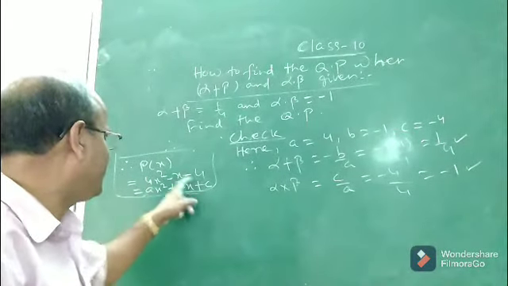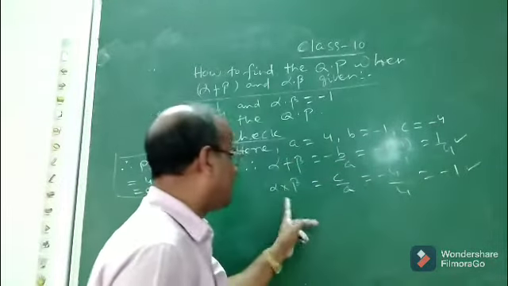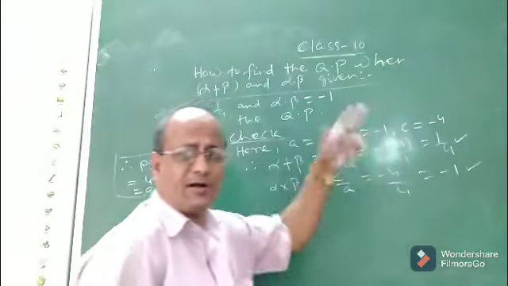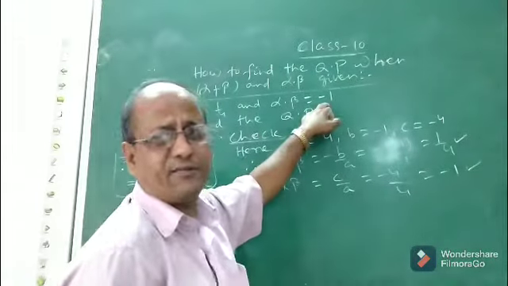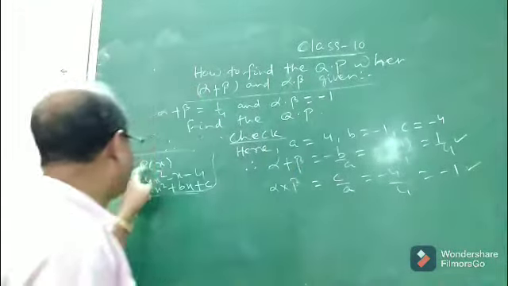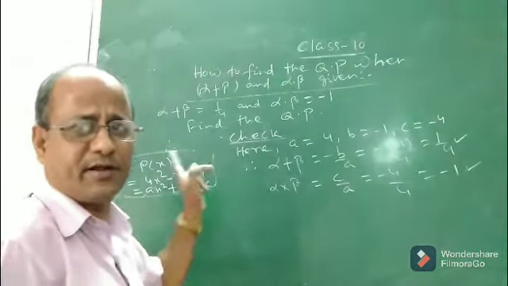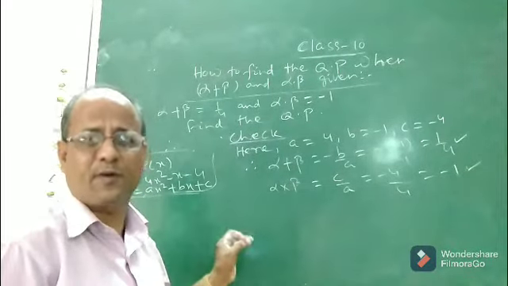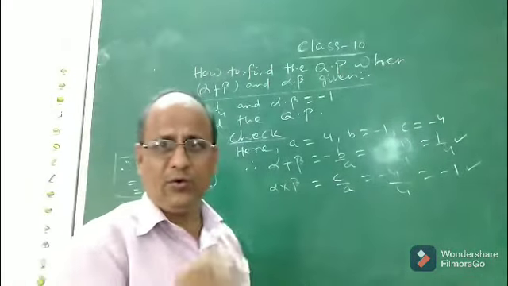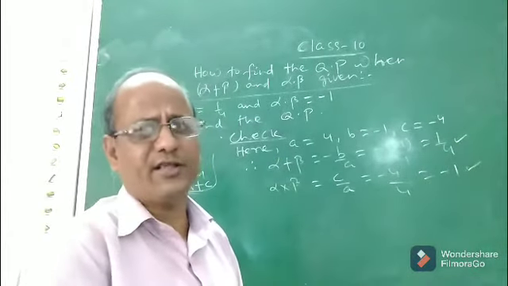That means if this is the required quadratic polynomial, then the sum of zeros will be 1 by 4 and the product of zeros will be minus 1. And what is the converse? If the sum of zeros is 1 by 4 and the product of the two zeros is minus 1, then p of x will be equal to this one, 4x square minus x minus 4. This will be the required quadratic polynomial. So how did I get this polynomial? By using the formula k into x square minus sum of zeros into x plus product of zeros. Okay, so this is one method.